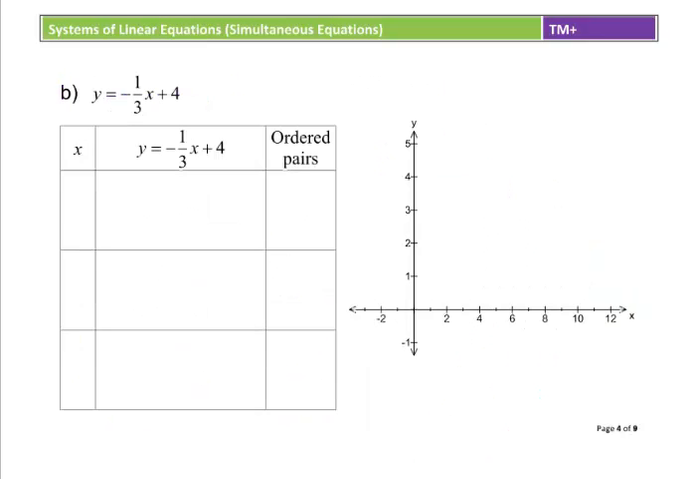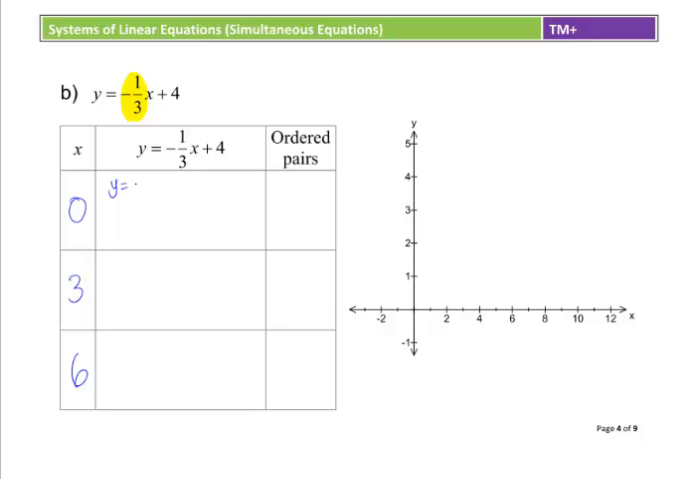The next equation we've got is y equals negative a third x plus 4. Now this negative third is going to make me pick certain points for x. I always pick 0, as I've already said, but for my other values I'm going to pick multiples of 3. The reason being, when I multiply x by negative a third, I'm going to get a whole number, so it makes it nice and easy.